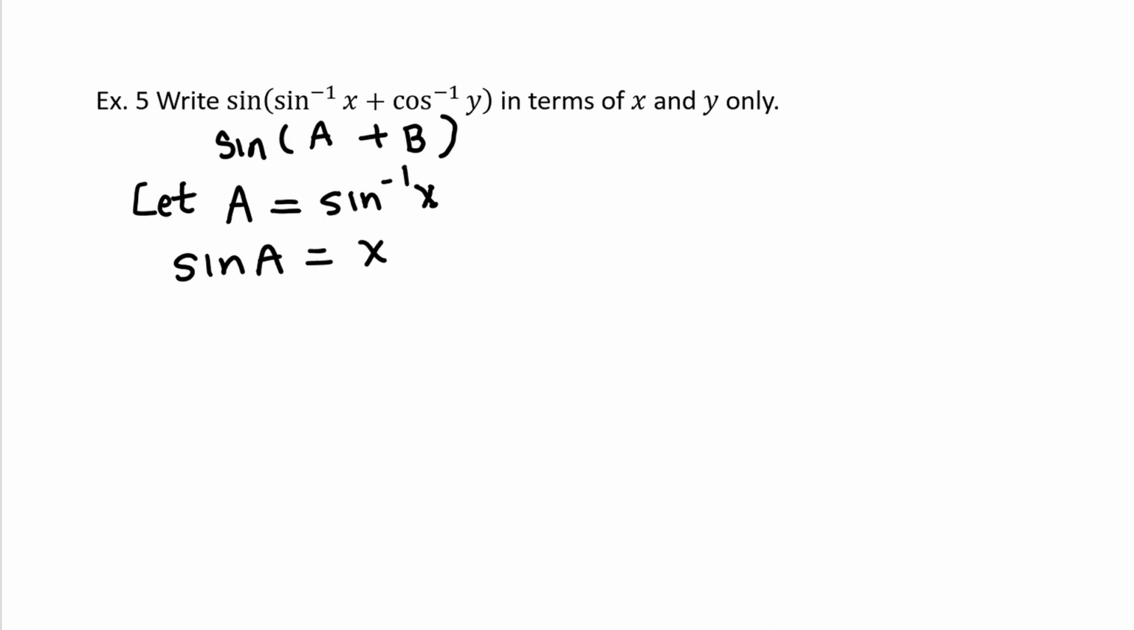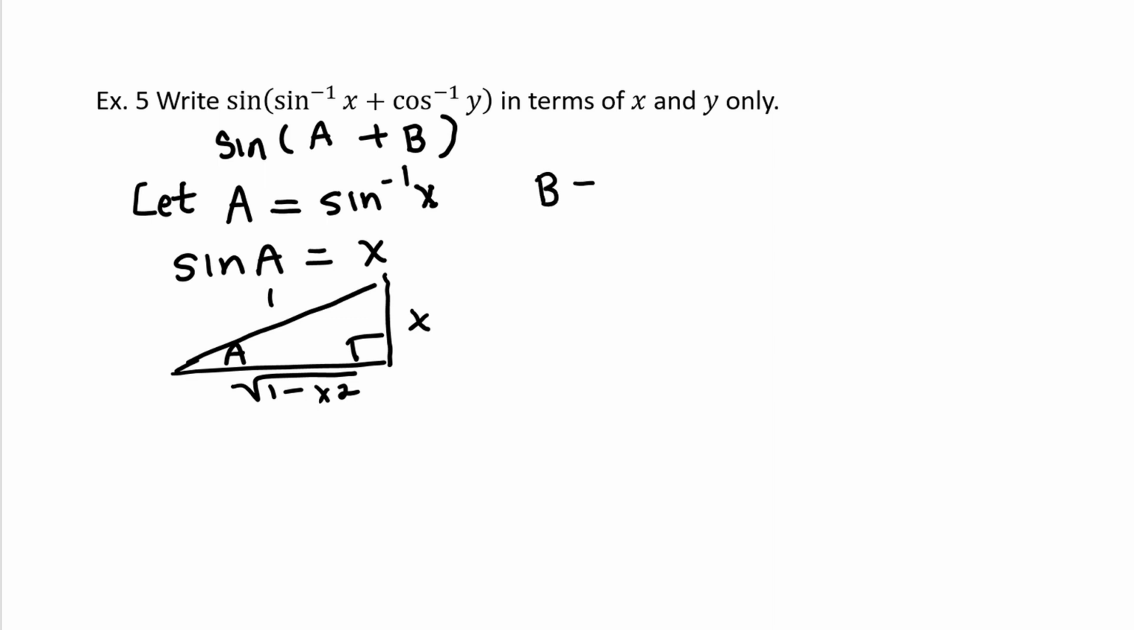And let's draw a right triangle with these features. So we draw a right triangle. Let's put A in one of the corners. And sine of A is x. And sine is also opposite, which is x over the hypotenuse, which would be 1. Using Pythagorean theorem, we can solve for the length of the adjacent side as the square root of 1 minus x squared.